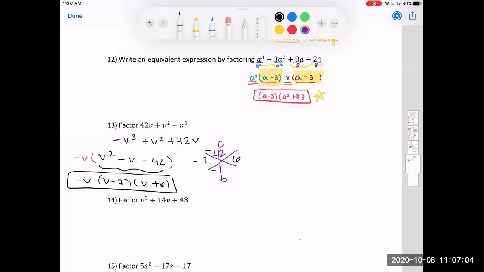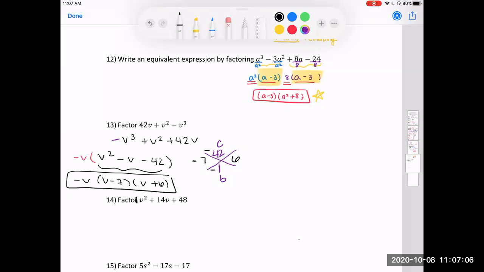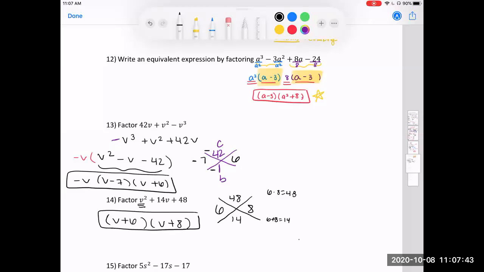Okay, number 14. Same idea. Because my leading coefficient is a 1 and I have a trinomial with a square, I want to think what numbers multiply to give me 48, but add to give me 14. 6 and 8. 6 times 8 is 48, and 6 plus 8 is 14. So that means 6 and 8 will do the work. Because I have a v squared, this factors to be a v and a v. So I have v plus 6 and v plus 8. And that is our answer.